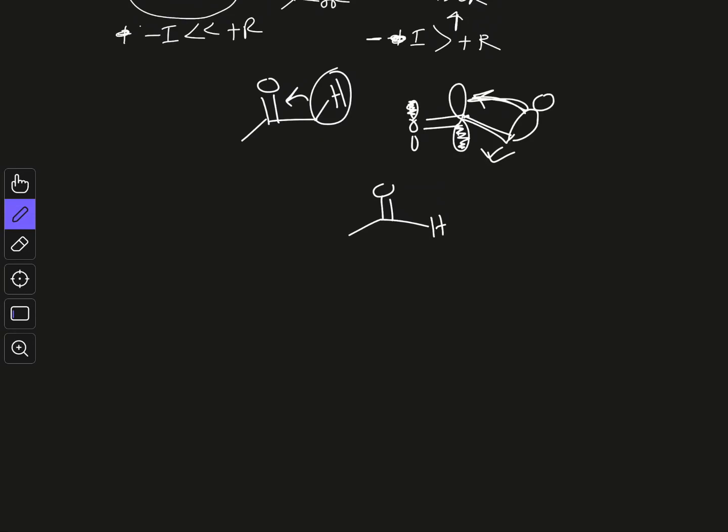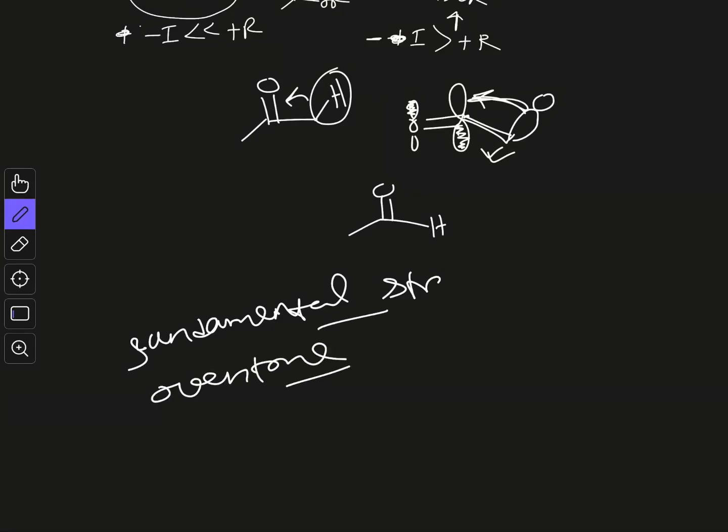Okay, now here comes a very important term which is called Fermi resonance, and which is often observed in carbonyl chemistry. So what is Fermi resonance? Before that, we have to be familiar with two terms. One is the fundamental stretching, and another one is the overtone. So what is the fundamental stretching and what is the overtone?